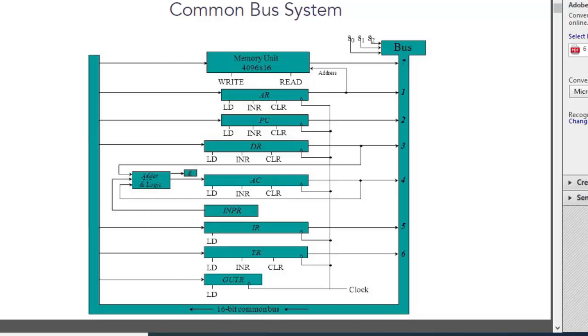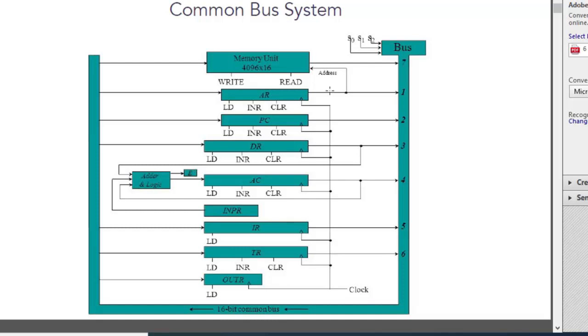Whenever the operation is performed here, the length of the instruction coming from the data register is 16-bit. Then the instruction that is coming from the accumulator is also 16-bit. The length of the instruction coming from the input register is 8-bit. If there is any carry output, then that carry output will get stored in this extended flip-flop, this E.